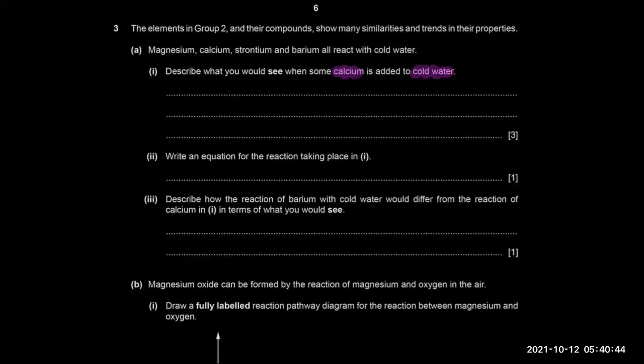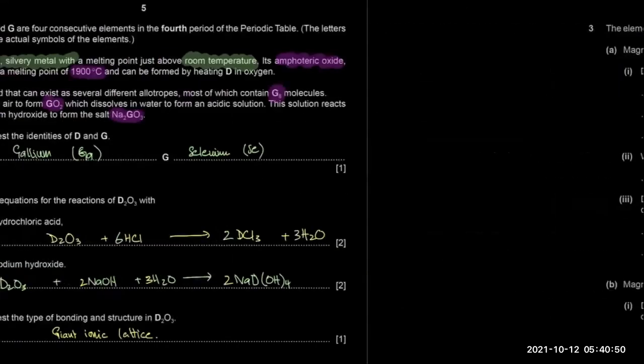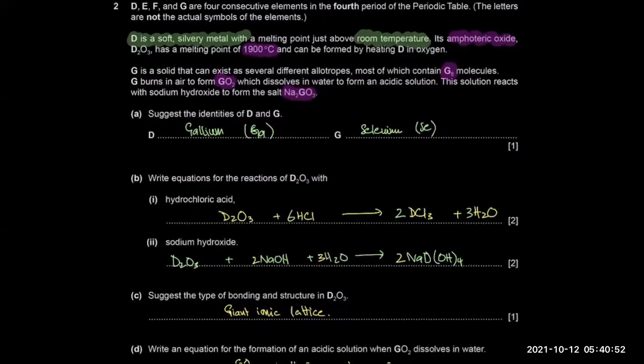Al2O3 is giant ionic, yes. So it's an ionic compound, right? It has a melting point of 1900 degrees Celsius. The only giant covalent structure you have in period 3 oxides is silicon dioxide. So it can't be covalent, so it has to be ionic.